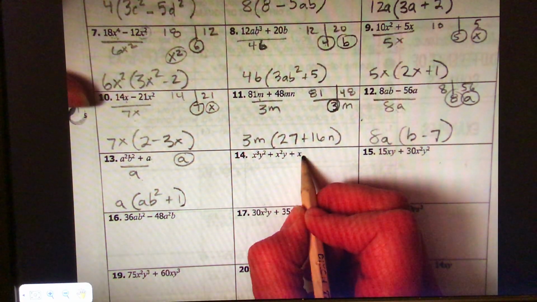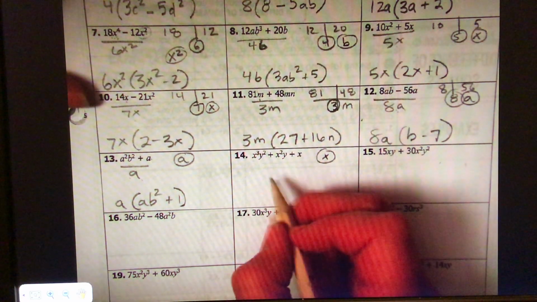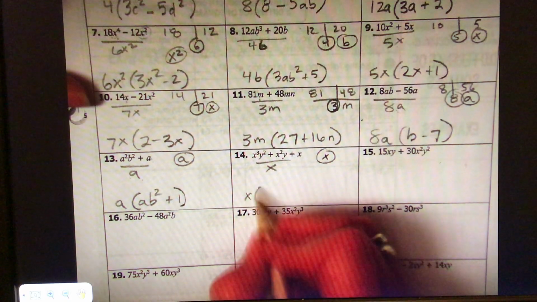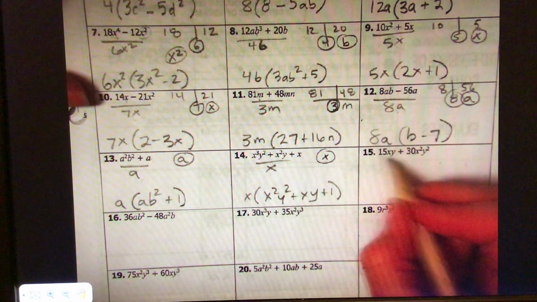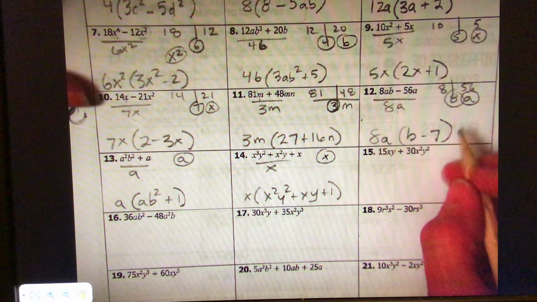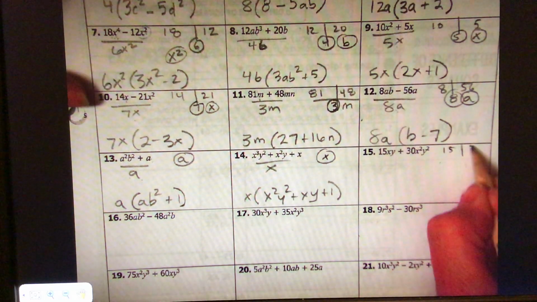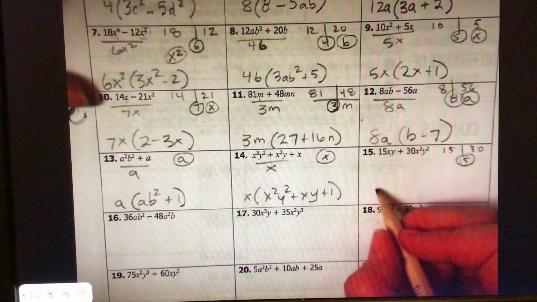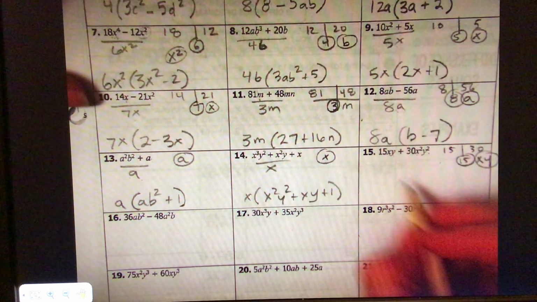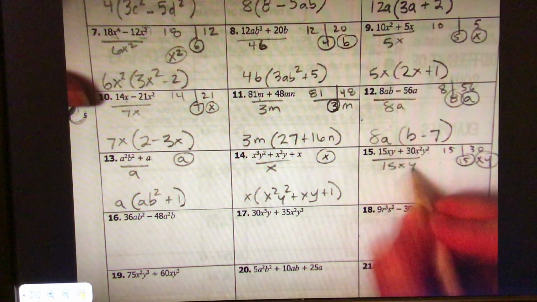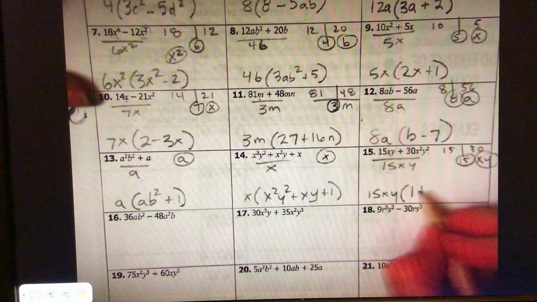It looks like I'm going to have an x here. I see x and everything, just 1. So x is my GCF, all over x: x squared y squared plus xy plus 1. 15 and 30, I'm back to coefficients. Well, I know 15 goes into 30, so 15 is going to be my GCF. And I see that we have an x and a y and everything, so I get to add xy to the fun. So all over 15xy, 15xy, divide: 1, they're the same, 2xy.